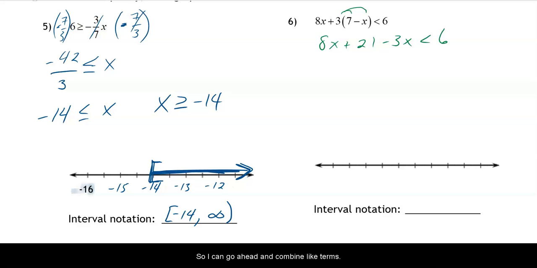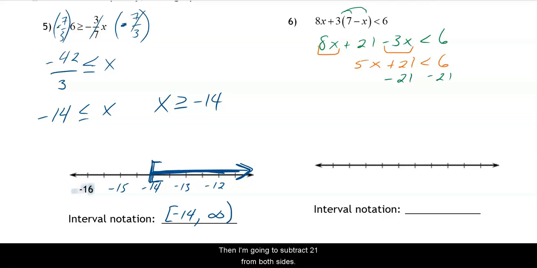So I can go ahead and combine like terms. They're on the same side, so we're combining them, we're not moving anything. So 8x minus 3x would be 5x plus 21 less than 6. Then I'm going to subtract 21 from both sides. 5x would be less than negative 15.